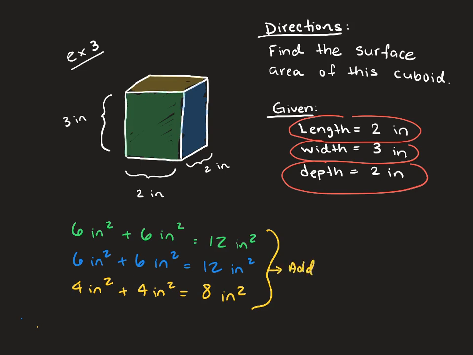All I've got to do is add these answers together. I know 12 and 12 is 24, and 24 plus 8 is going to be 32. No, 24 plus 8 is going to be 30. So it's going to be 30 square inches. So surface area is 30 square inches. What's your question?